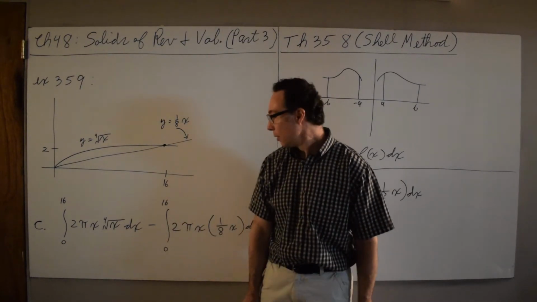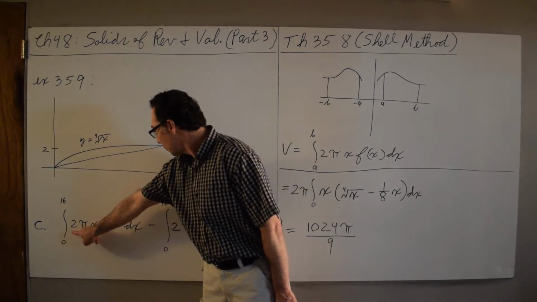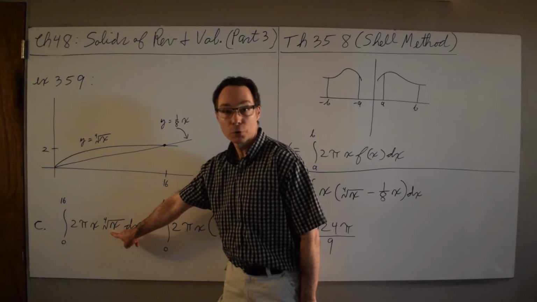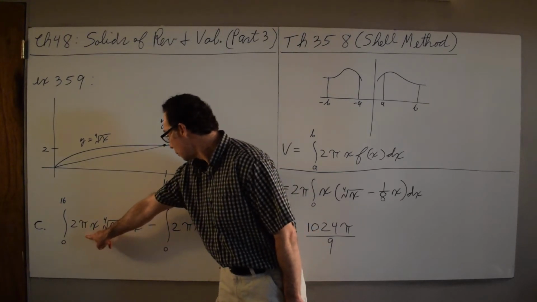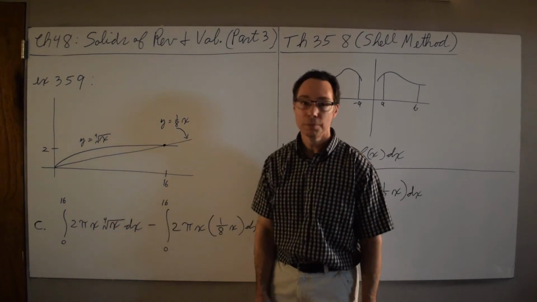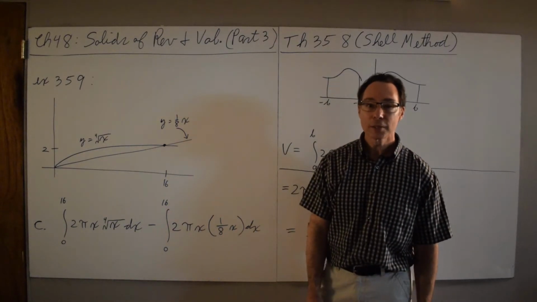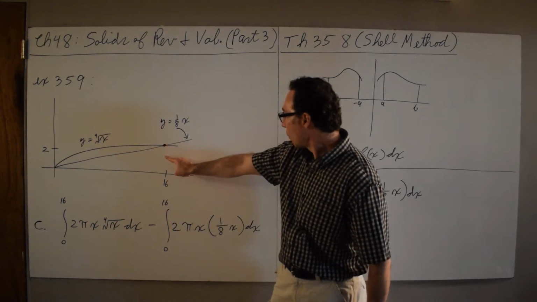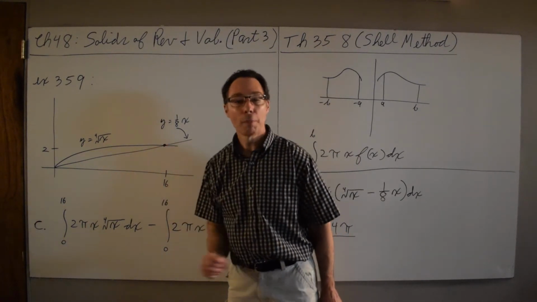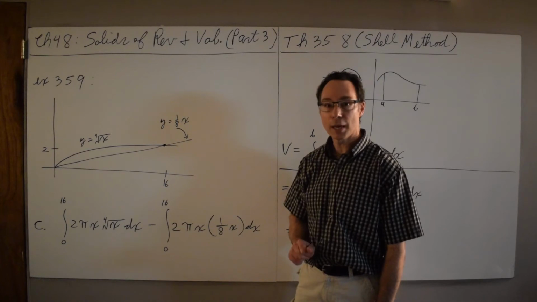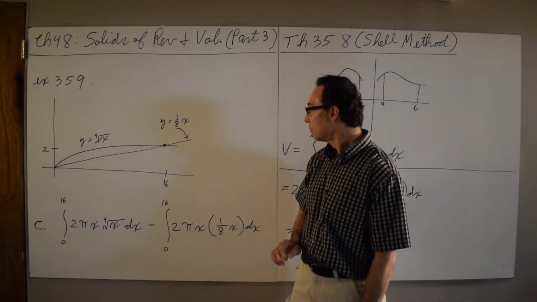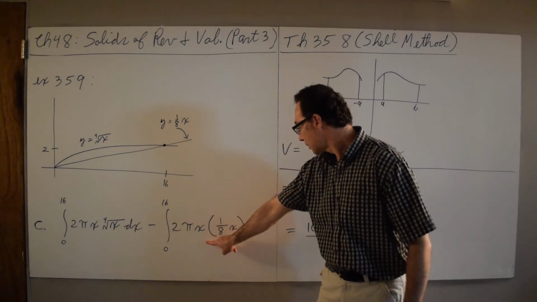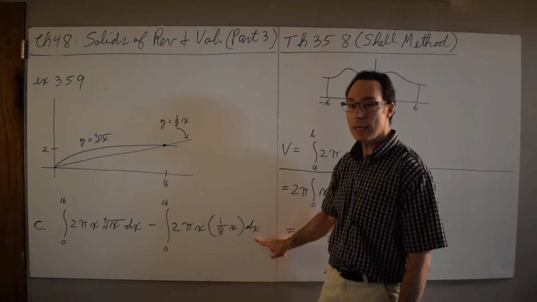According to our formula, the volume of that solid is 2 pi x times f of x. Notice we're not squaring this time. We just have 2 pi x f of x dx. We're making a second solid. If we take the region bounded by the line and revolve it about the y-axis, that makes a second three-dimensional solid. The volume of that solid is 2 pi x times 1/8 x dx.